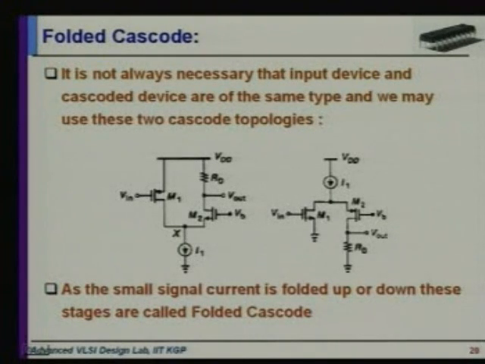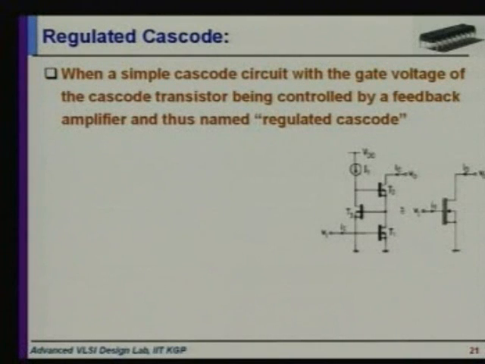So it is called the folded cascode from that point of view only. And the same properties, the shielding, output gain and output resistance, are the same here. Now this is very important. There is a regulated cascode. It is a very important circuit in our VLSI domain.